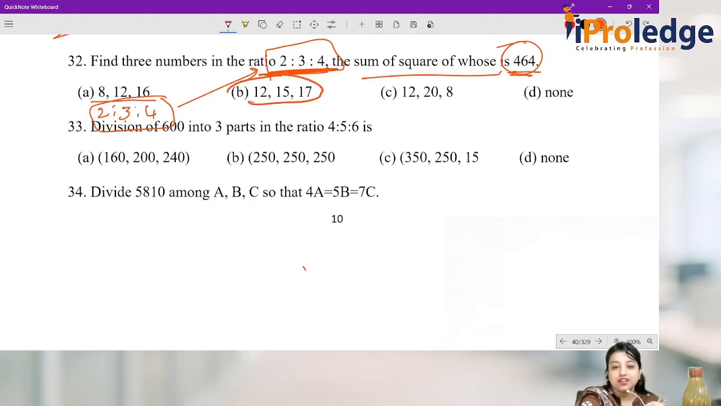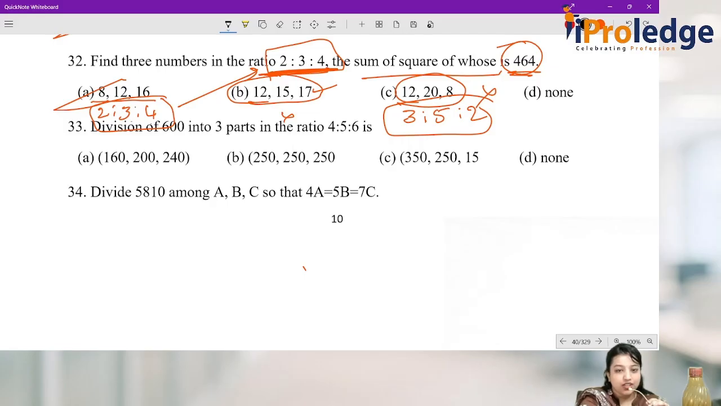So common multiple 17, no. 4 3s are 12, 4 5s are 20, 4 2s are 8. So it doesn't match. So what we need is 2 3 4, which is the option. That's enough. Okay? So you must divide 600 into 3 parts.